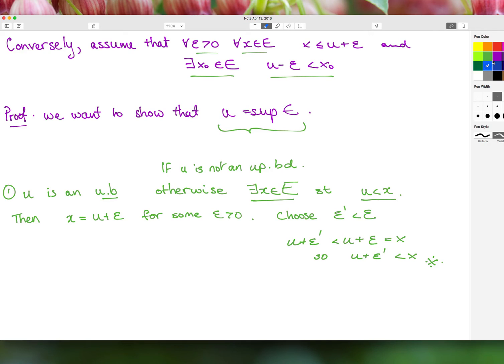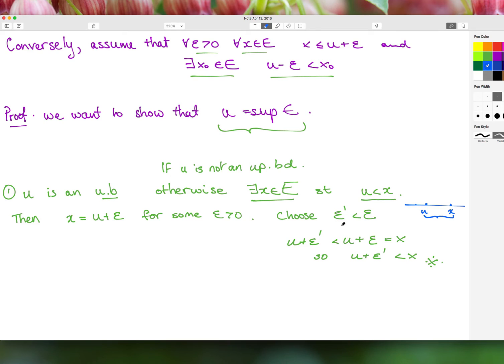And we're assuming that it's not. So if it's not an upper bound, there must be some element of E bigger than U. That means that I can find some positive number, epsilon. If I add that on to U, then I get x. If you think about this on a diagram, I've got my U here and my x here. So I'm saying the difference between the two is epsilon. So if I take U plus epsilon, I get to x. And that's going to be true for some epsilon greater than 0.